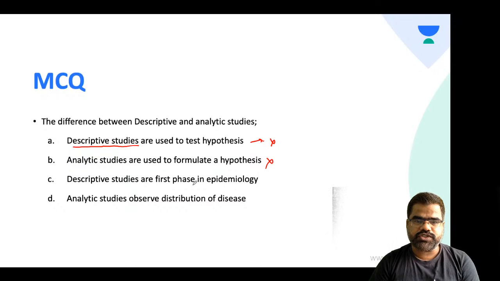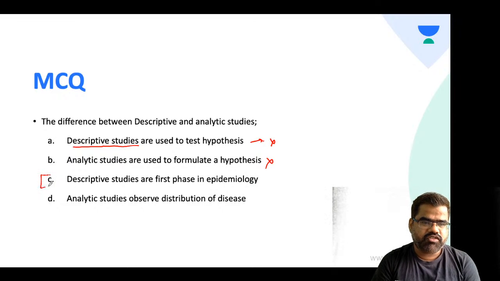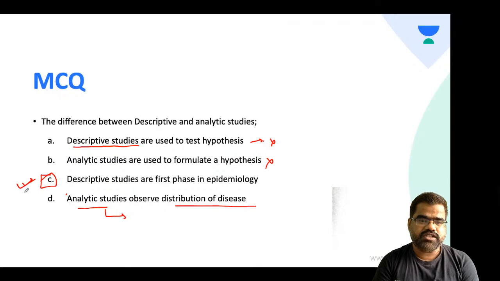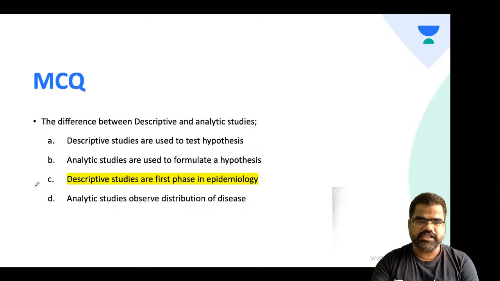Descriptive studies are the first phase in epidemiology. Correct. Whenever you are trying to study any disease, you first have to study the descriptive pattern with respect to time, place, and person. So the answer becomes C. And D: analytic studies observe distribution of disease. No, analytic studies do not observe distribution of disease. Analytic studies help us to understand the risk factors which can cause the disease. So the answer to this question becomes C.